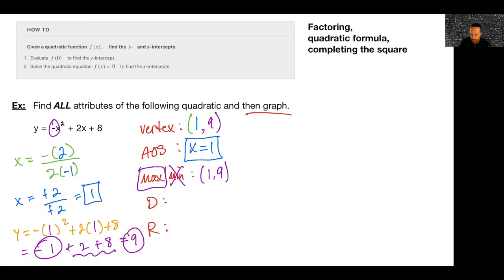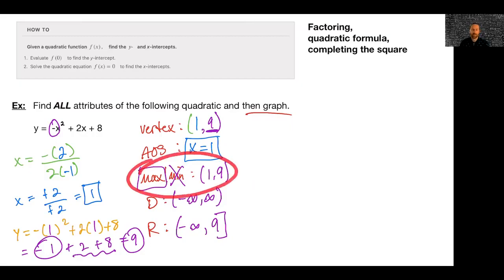And since it goes down and out, we said the domain of every quadratic function is negative to positive infinity, not including. And our range depends on both the direction and that vertex point. And since we found our vertex is here and we're facing down, our range starts at negative infinity and goes up until a y value of 9, which is what we said our maximum would be at.